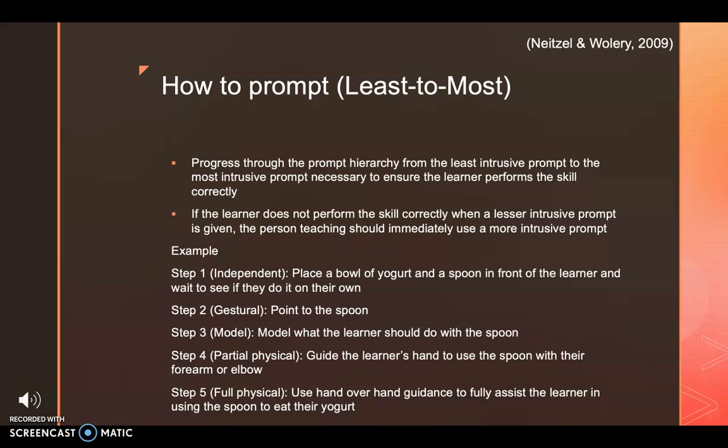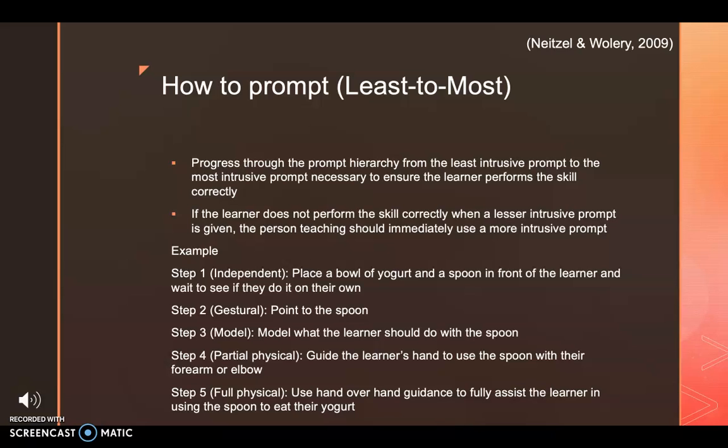So to give an example, this is an example of using the least to most prompting method to teach a learner how to eat yogurt with a spoon. So step one would be placing a bowl of yogurt and a spoon in front of the learner and waiting to see if they do it independently. If they do not do it independently, then you would immediately proceed to step two, which would be using a gestural prompt, pointing to the spoon. So if pointing to the spoon doesn't work, then you would move to step three, which is to use a model prompt and modeling what the learner should do with the spoon.